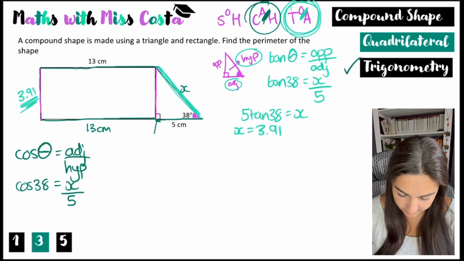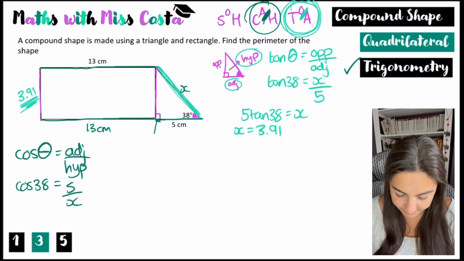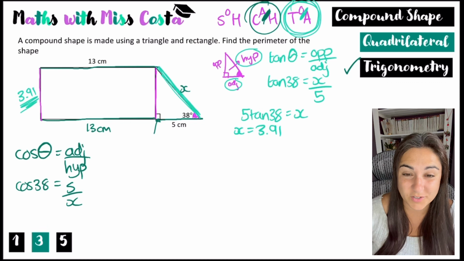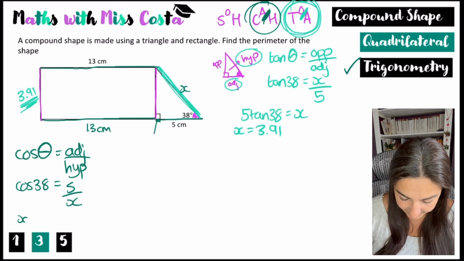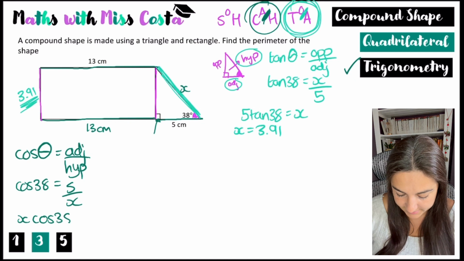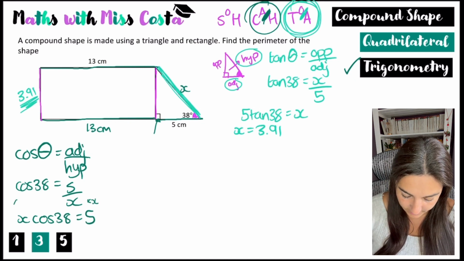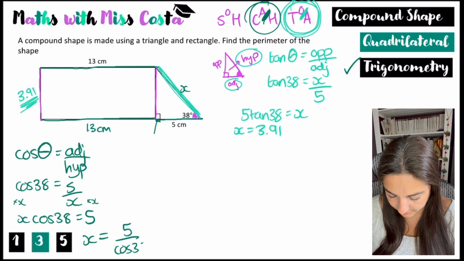Oh no, hold on, I wrote that wrong. It would be 5 over x. Okay, so this is a slightly trickier one where x is the denominator. What you have to do is rearrange your equation. So multiply both sides by x. So you'd be left with x cos 38 equals 5. And then you divide both sides by cos 38. So 5 over cos 38.